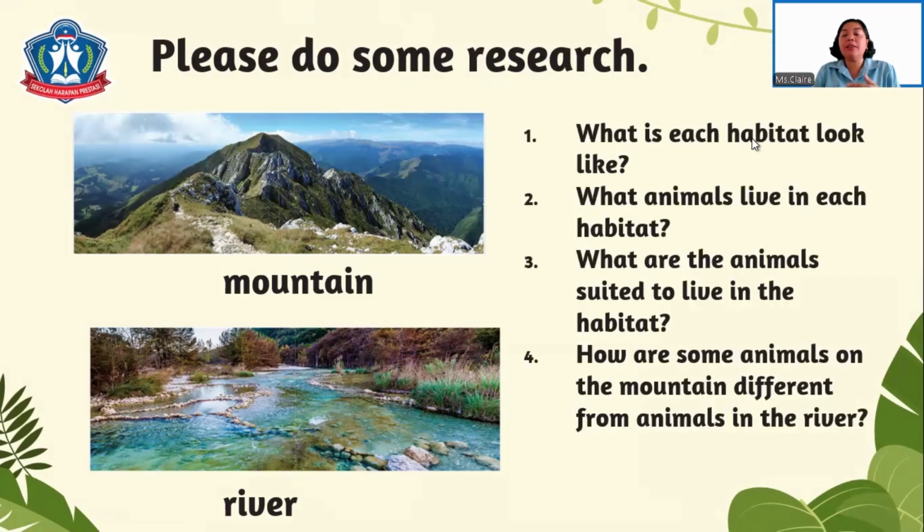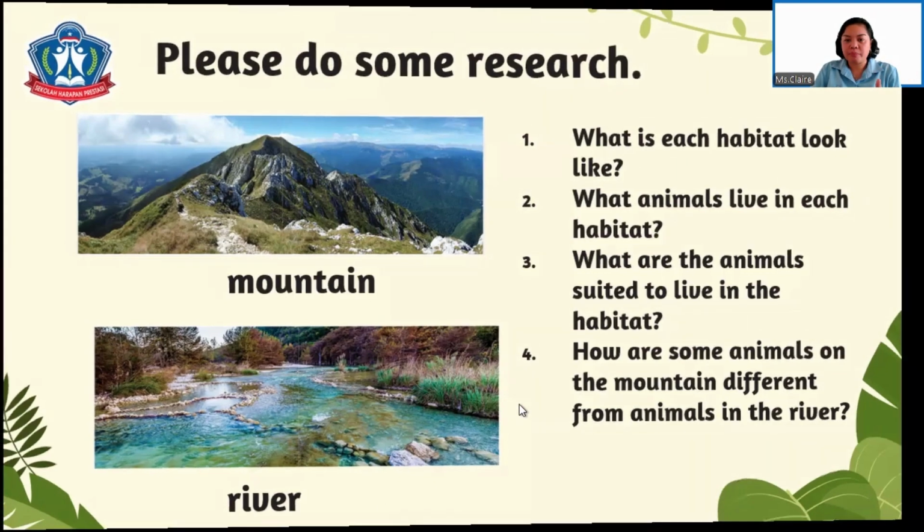What does its habitat look like? What animals live in its habitat? What are the animals that live in mountain and river? What are the animals that are suited to live in this type of habitat? And how are some animals on the mountains different from animals in the river? How are they different? Okay? Please try to find the answers to these four questions.